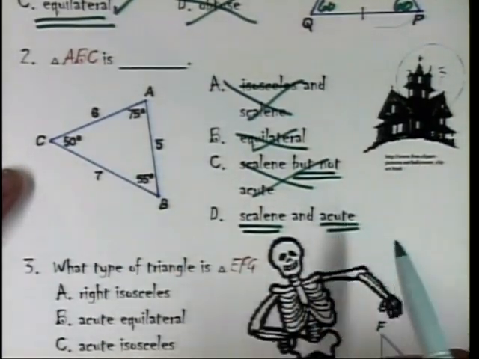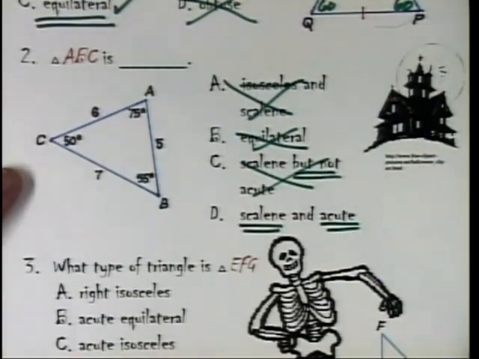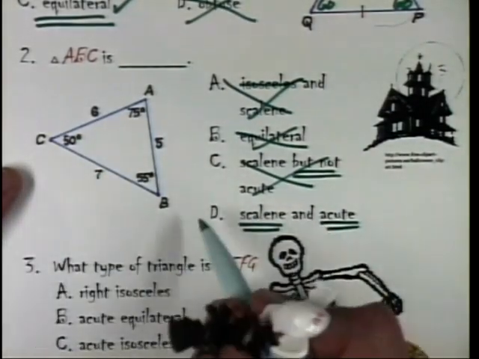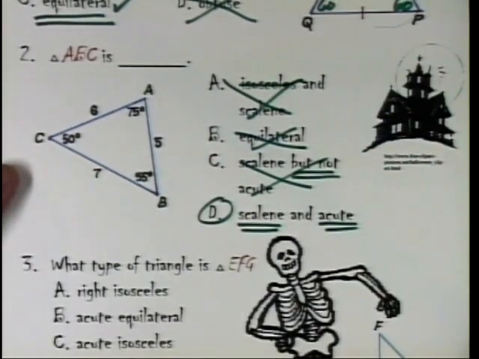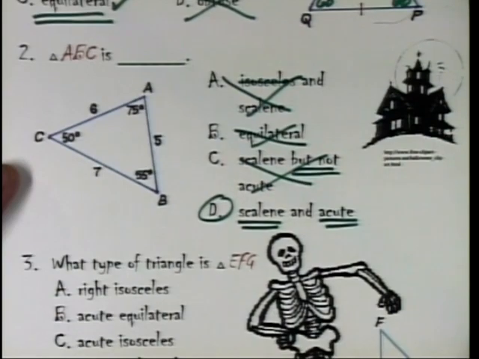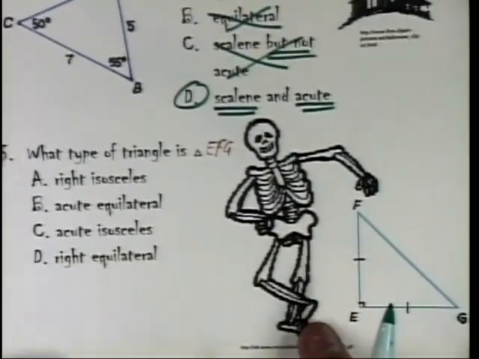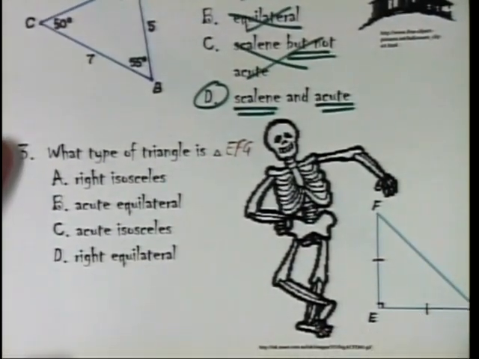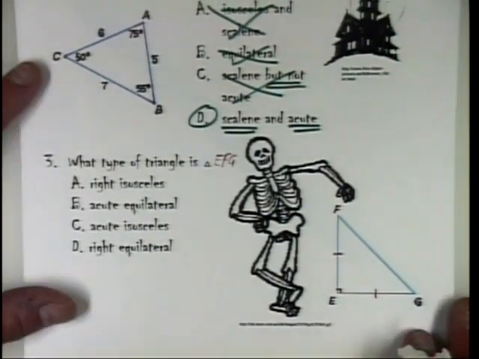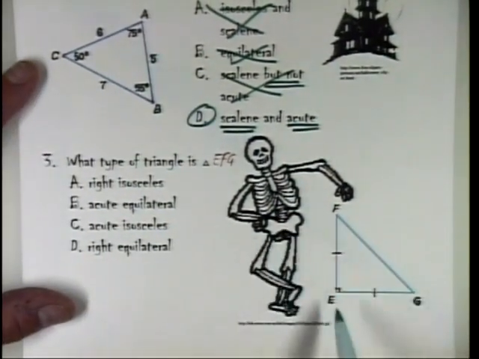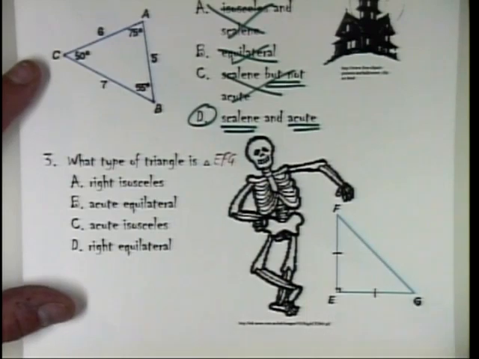And acute? Oh, yeah. It's all less than 90 degrees on the angles, and each side is different. So we know that it is scalene and acute. Now, speaking of acute, I got a cute skeleton right here who's going to introduce the next problem for us. Here he has a little triangle, triangle EFG, and he wants to know what type of triangle he's showing us there.